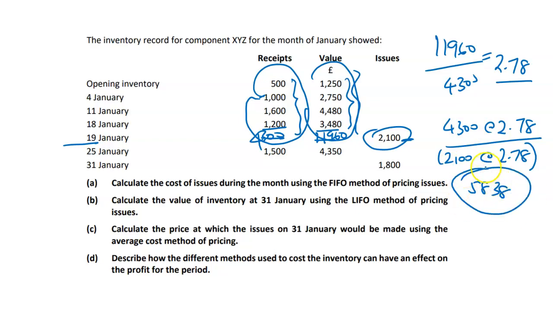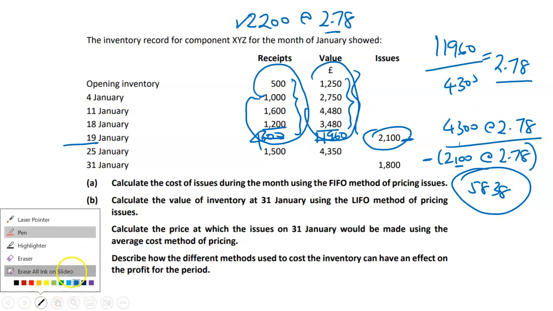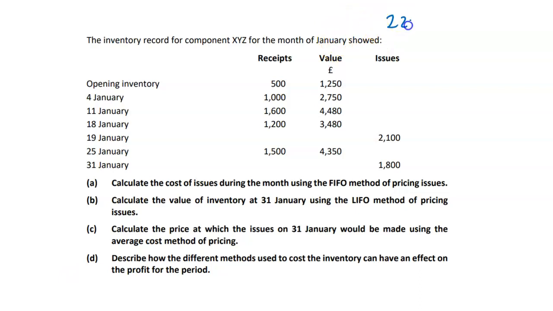So I'm getting rid of stock worth 5,838. I now have left the difference of these two, 4,300 minus 2,100, and that's 2,200. So I have stock worth 2,200 units at £2.78 left. That's the stock I have left, 2,200 at £2.78. Not a problem.